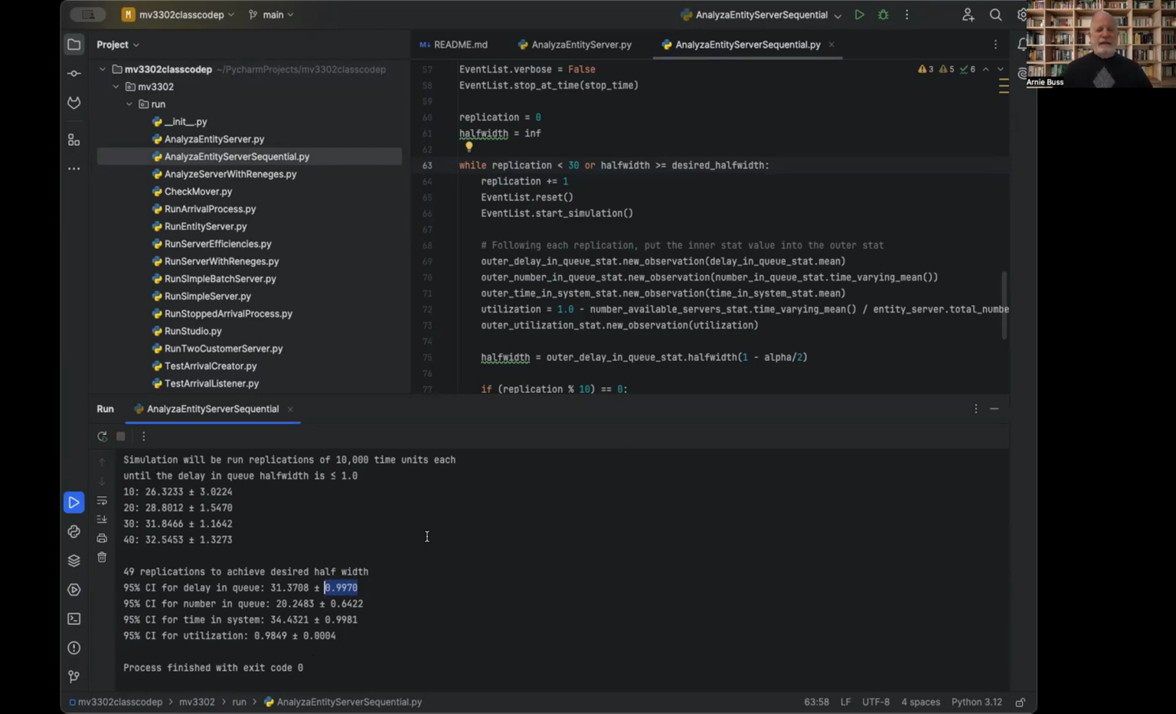So that's for the transient case. I have not implemented the steady state one in Python yet, but that's coming. Okay, so that's the sequential method. You can do it fixed sample, or you can do sequential. That's generally my preferred way if I have a choice.